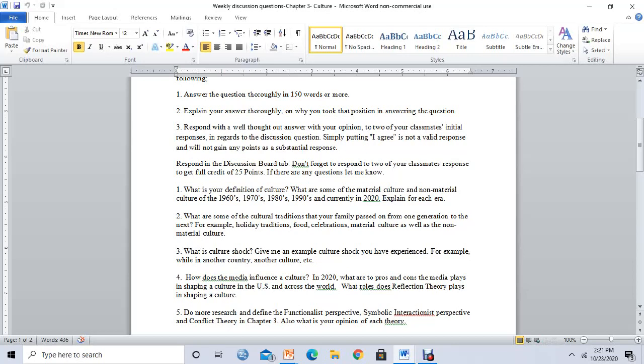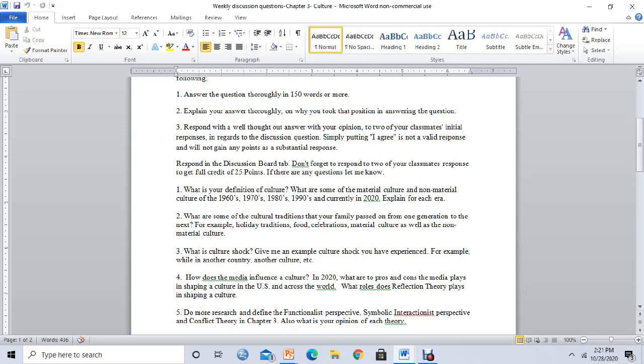So here's how I go. There's a question number one. You answer question number one thoroughly, 150 words or more. Then you move on to all the questions. Say there are five questions for a particular chapter. You answer all five, you submit it, and then everybody submits, and then you respond to two other students. It has to be two students, because just simply responding to one person will not give you the full points. You have to respond to two people in order to get the full points.